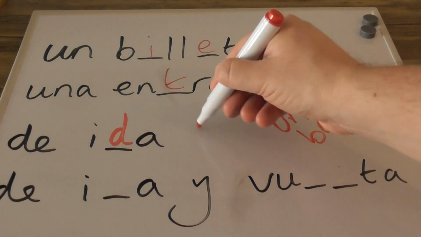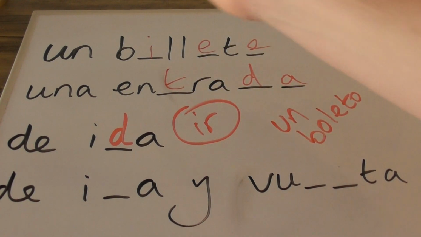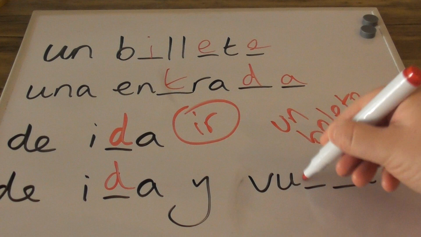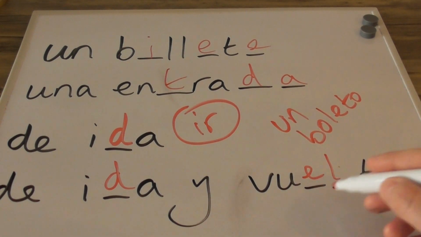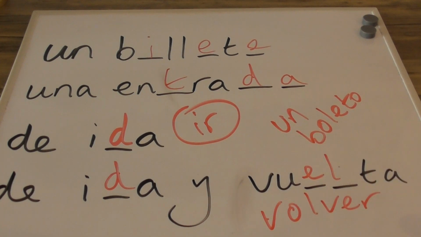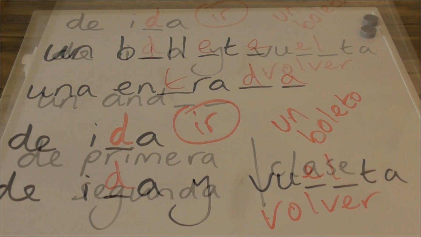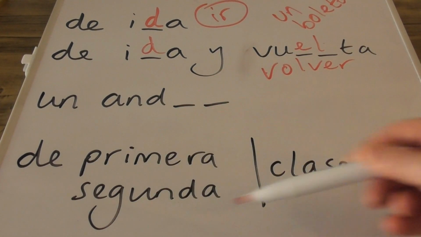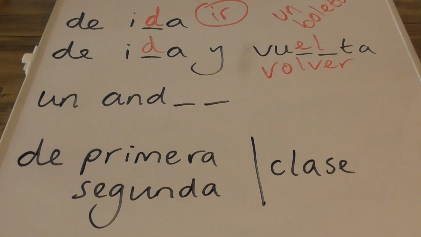Can I just say that this actually comes from the verb ir, which means to go. And then this kind of ticket, de ida y vuelta, a return ticket. And this word comes from the verb volver, meaning to return. It's like magic. And finally, if you could complete this word and tell me what those mean as well.